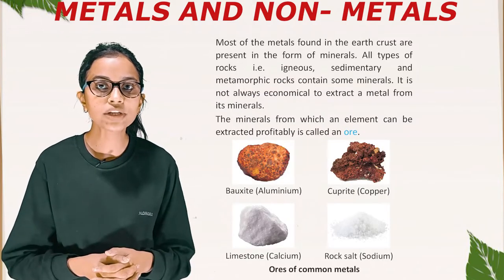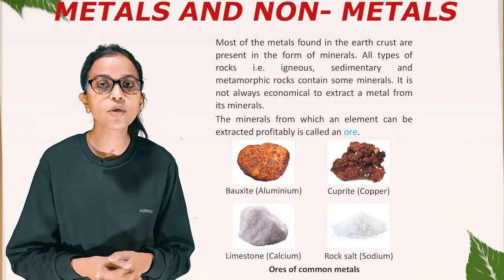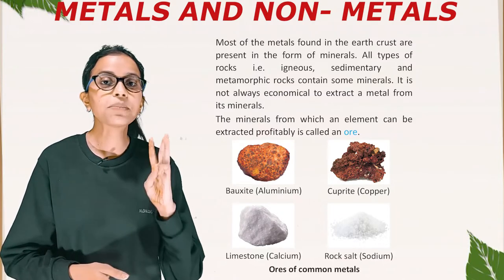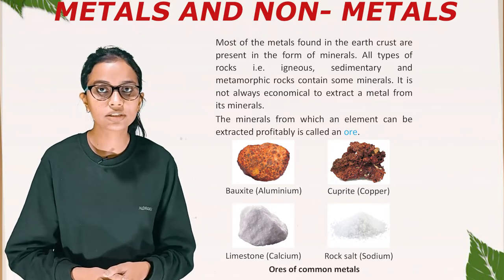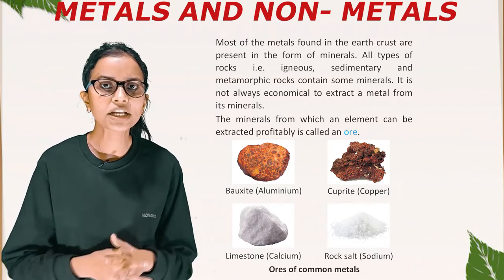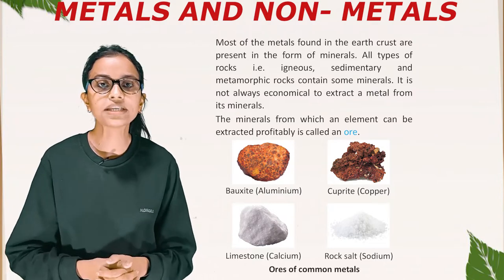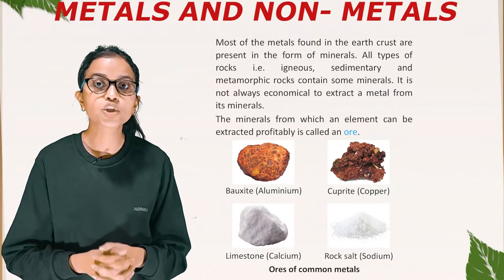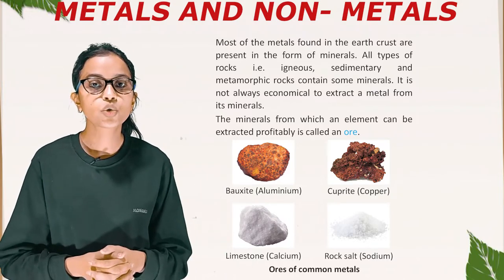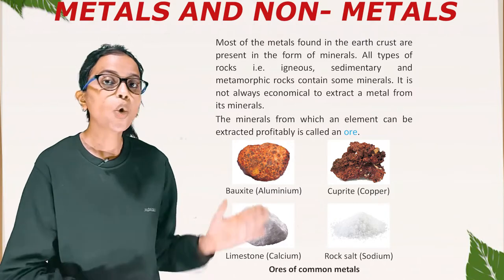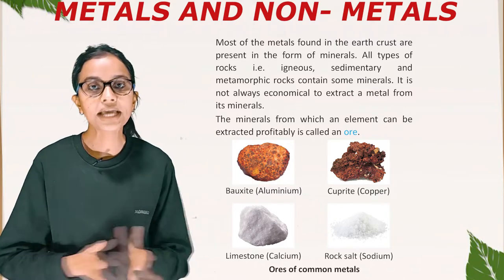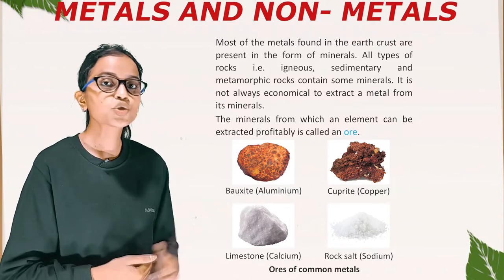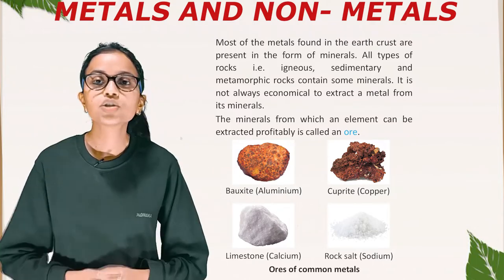Most of the metals found in the earth's crust are present in the form of minerals. All types of rocks, that is igneous, sedimentary and metamorphic rocks, contain some minerals. It is not always economical to extract a metal from its mineral. The mineral from which a metal can be extracted profitably is called an ore. So, these are some ores of common metals: bauxite, aluminium; cuprite, copper; limestone, calcium; rock salt, sodium.